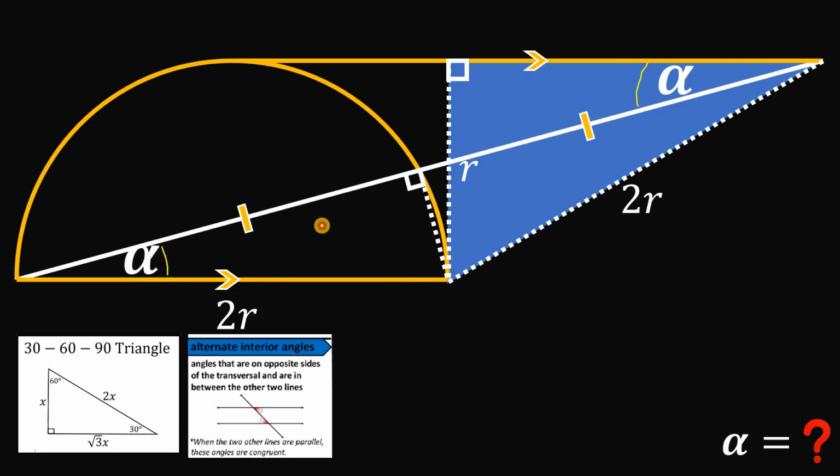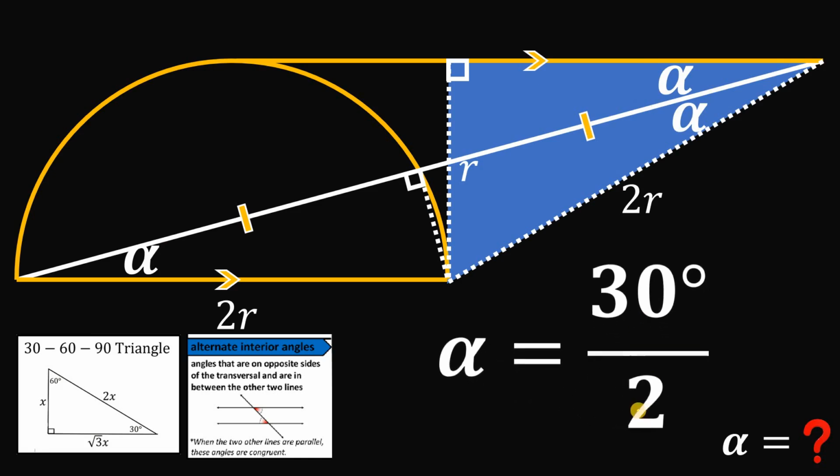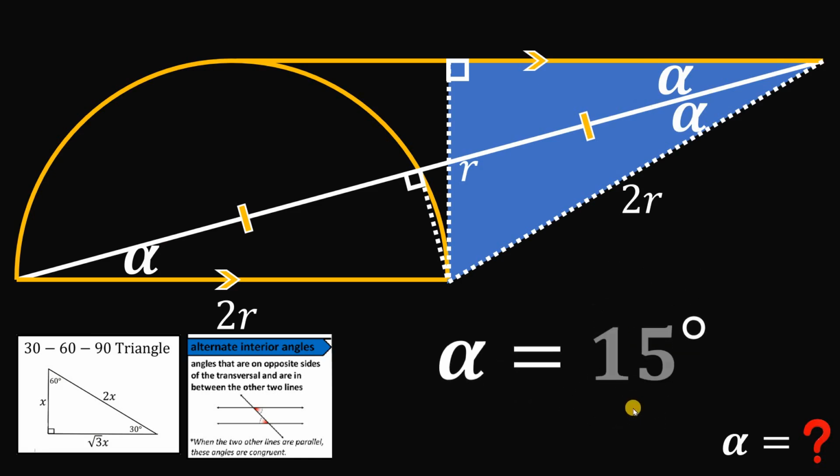And since these two right triangles are congruent, we can say that this angle right over here must also be equal to alpha. Now, this angle, we know for sure measures 30 degrees using the 30-60-90 right triangle. So we can say that 2 times alpha must be equal to 30 degrees. And to solve for the measure of angle alpha, let's divide both sides by 2. And 30 degrees divided by 2 will give us 15 degrees. And that is the measure of angle alpha.